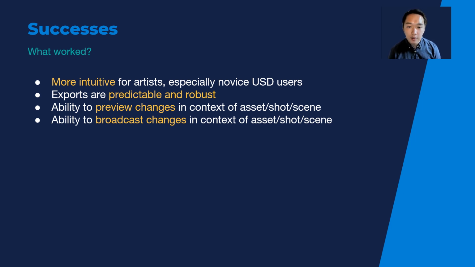In addition, the element block allowed both artists and TDs to easily debug where opinions were coming from. For example, when debugging a shot, a user could easily check whether the opinions were coming from an upstream department, their local edits, or downstream departments by stepping through and displaying the element start node and the element end node.